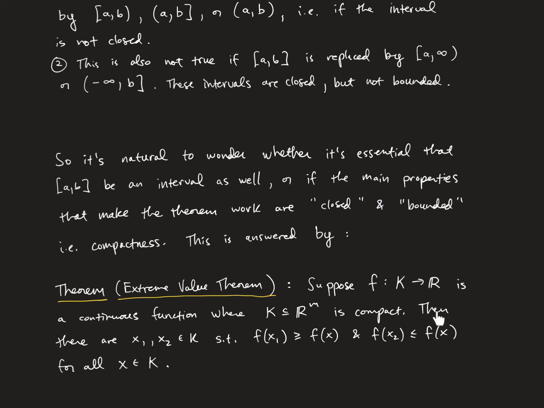The way you can say that is that there are points in the domain K, x1 and x2, such that f of x1 is bigger than or equal to the value of the function at every other point in K. So this is clearly your maximum. And then you have an x2 where the value of the function is less than or equal to the value at all other points in K. So that's your minimum. So this says we have a maximum and minimum and they're attained at these points, x1 and x2.